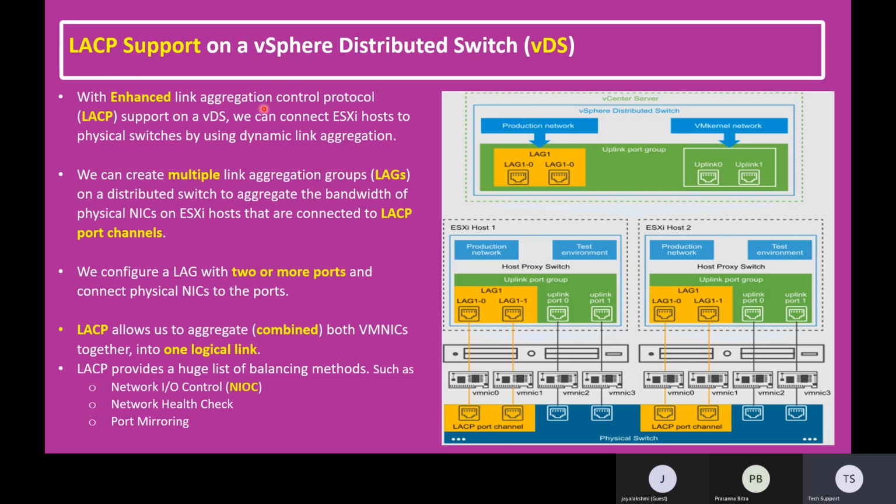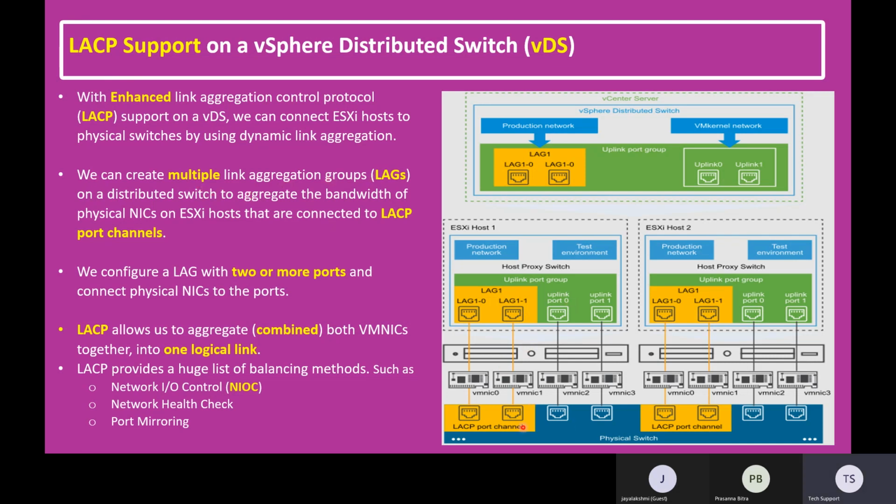With enhanced Link Aggregation Control Protocol support on a virtual DV switch, we can connect the ESXi host to physical switches by using dynamic link aggregation. So we can segregate. It's also not limited to 2 ports; you can use more ports also. We can create multiple link aggregation groups.